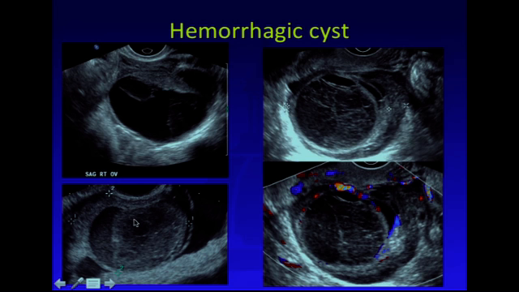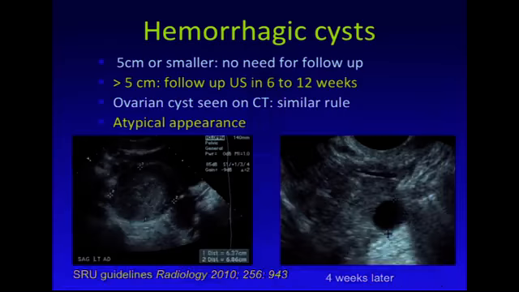Perhaps a little bit less commonly, you can see a blood fluid level. As you can see here, this is blood that's starting to coagulate, and there is still some more liquid blood here. So these are very characteristic appearances that allow us to make a confident diagnosis of hemorrhagic cyst.